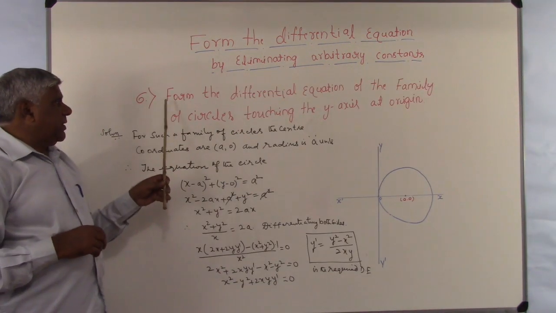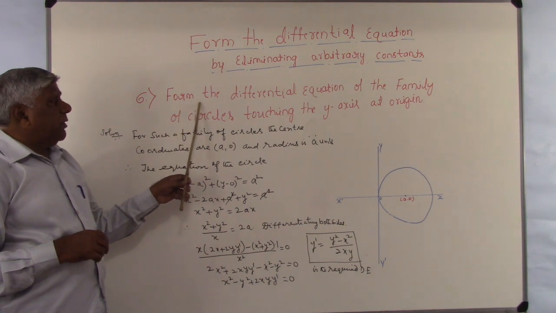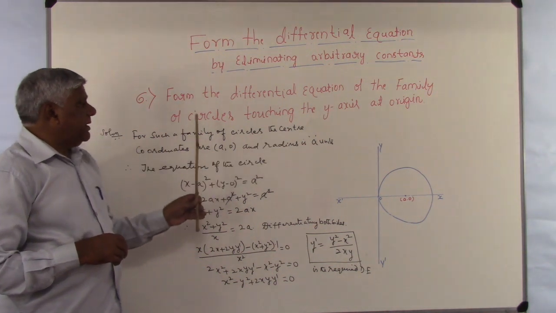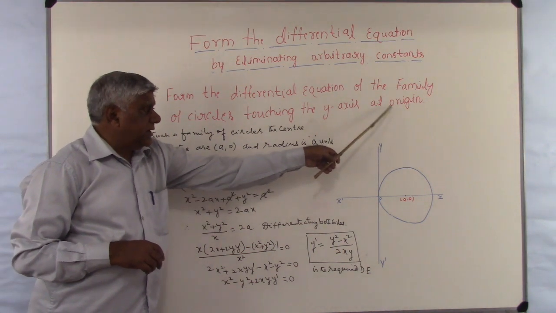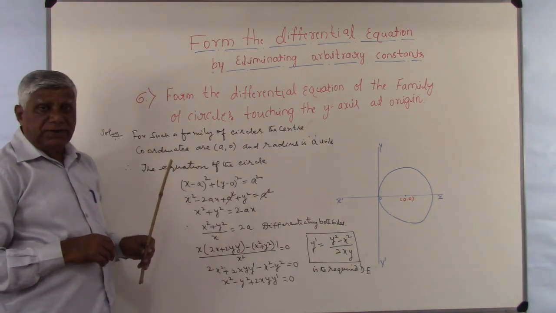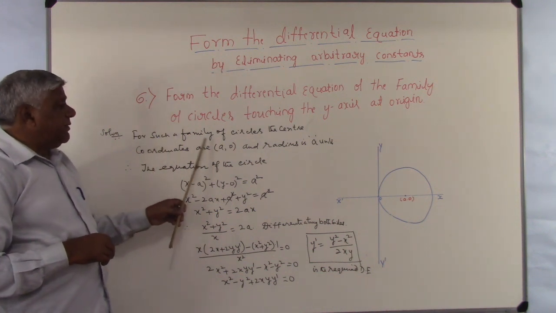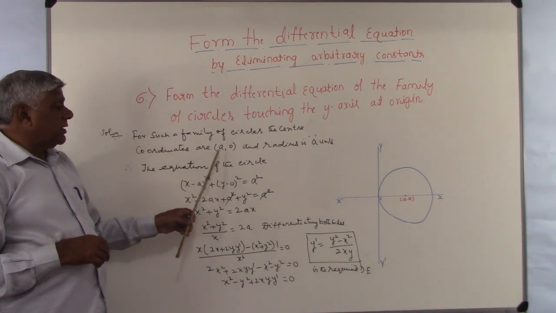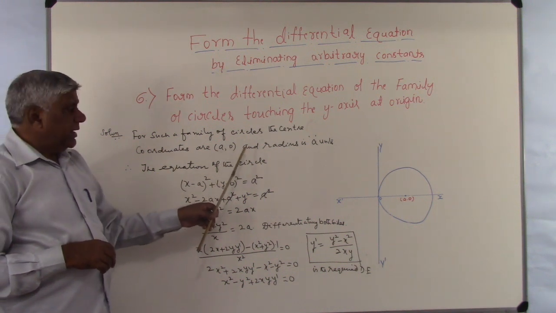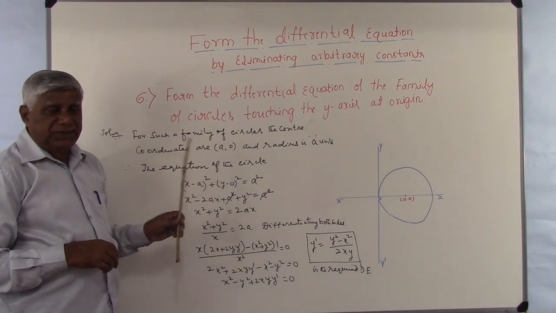Now we see the next problem. Sixth problem. Form the differential equation of the family of circles touching the y-axis at origin. Now the solution for this. For such a family of circles, the center coordinates are a comma 0 and the radius is a units.